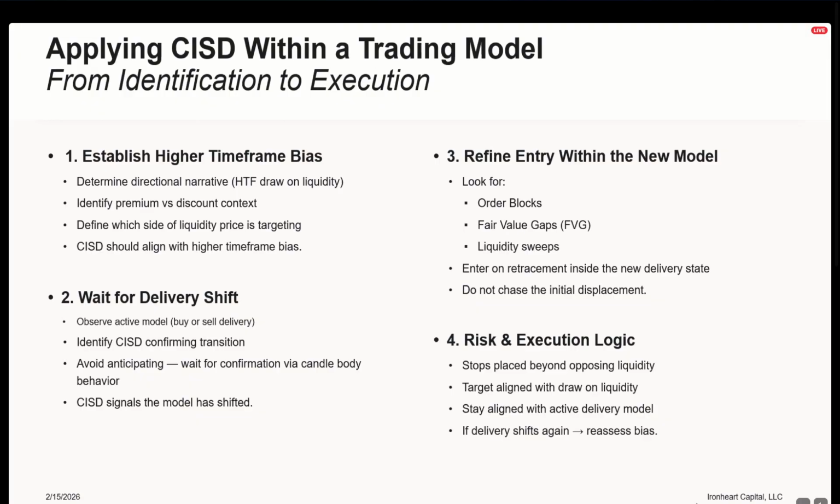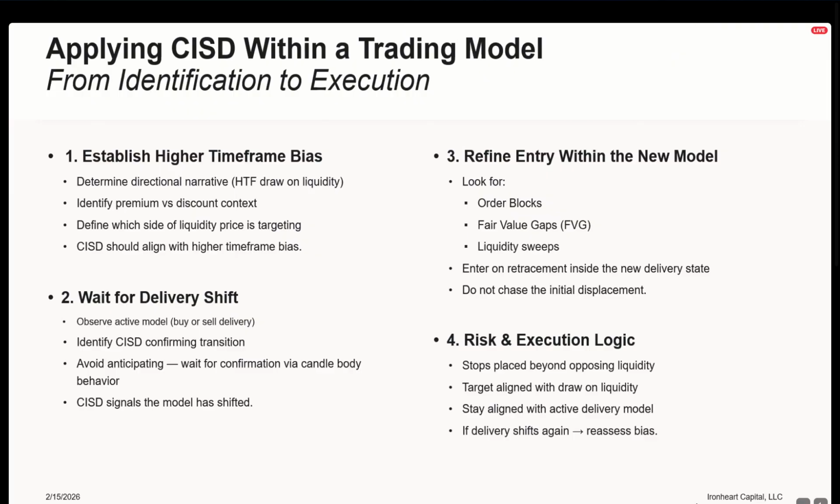So, from the ground up perspective, what you want to do, as you always do when you're pulling up a chart and looking for a trade, is establish your higher time frame bias, right? What model are you currently in? What is your draw on liquidity? Are you in a buy model, looking for higher prices? Are you in a sell model, looking for lower prices? Determine what that draw is.